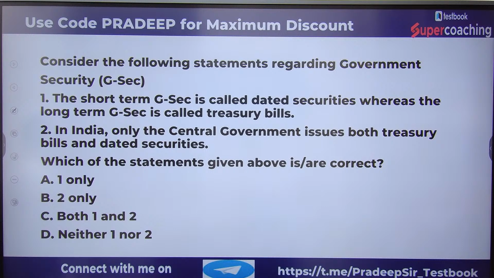The question is: consider the following statements regarding government securities. The first statement is, short-term government securities are called dated securities, whereas long-term government securities are called treasury bills. The second statement is, in India, only the central government issues both treasury bills and dated securities. Which of the statements given above is or are correct? Your answer should be A if 1 is only correct, B if 2 is only correct, C if both 1 and 2 are correct, and D if neither 1 nor 2 is correct. Let me know the answer.